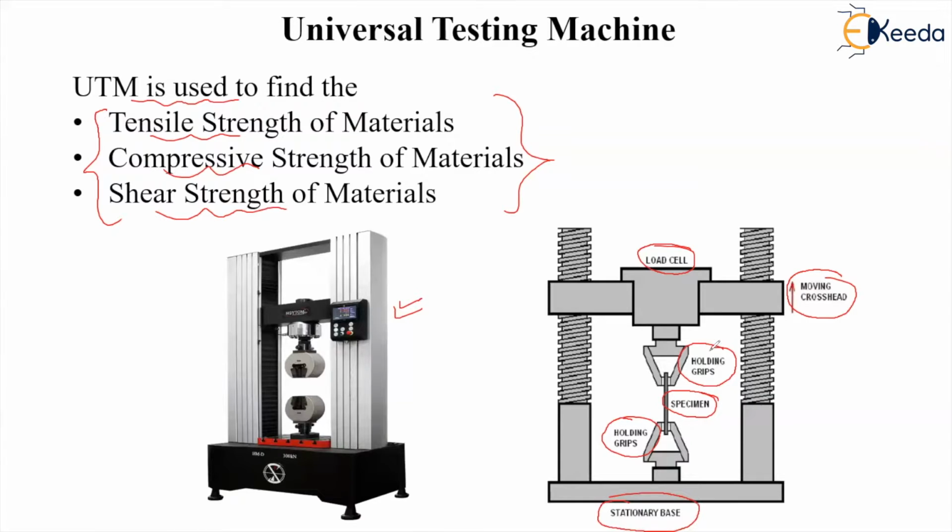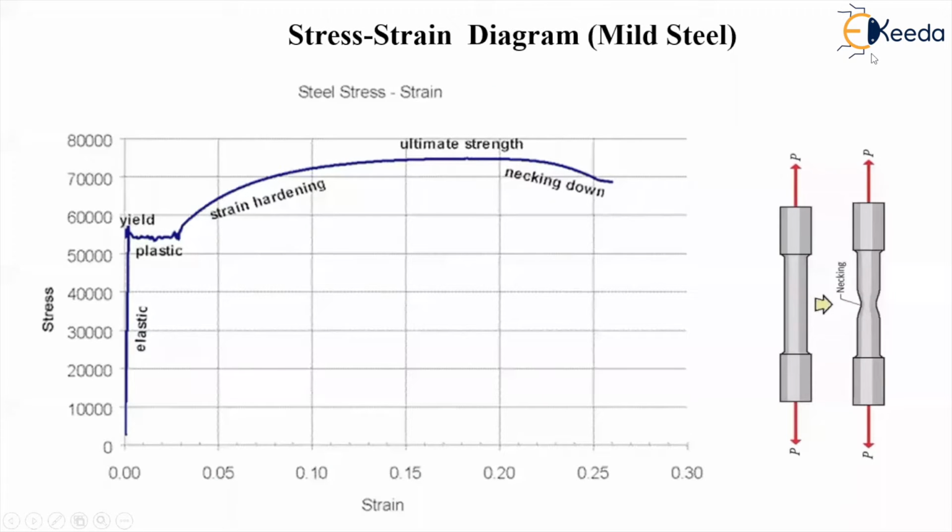So let us further discuss what UTM is and what results can be obtained. We will take the example of tensile testing only, not compressive or shear strength. We will take the example of tensile testing mainly on mild steel. You can see here a typical curve of tensile testing of mild steel. We are using a mild steel specimen here. You can see here this is the mild steel.